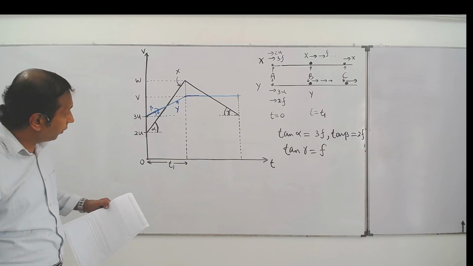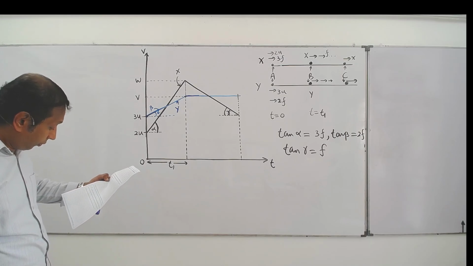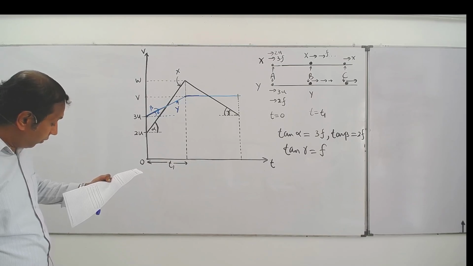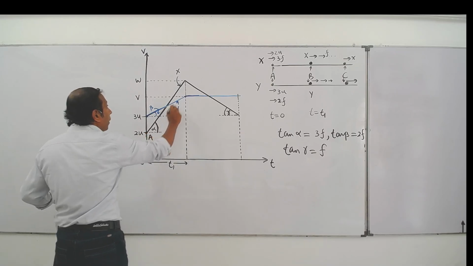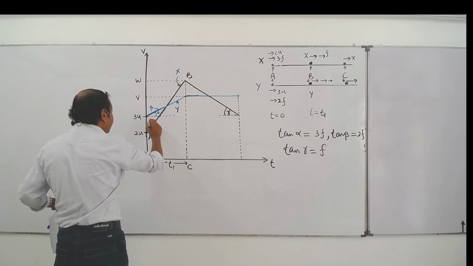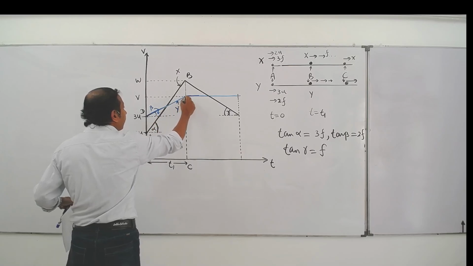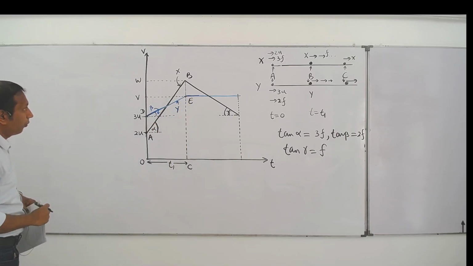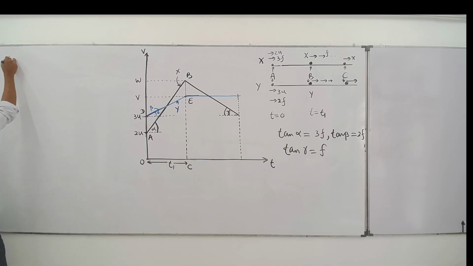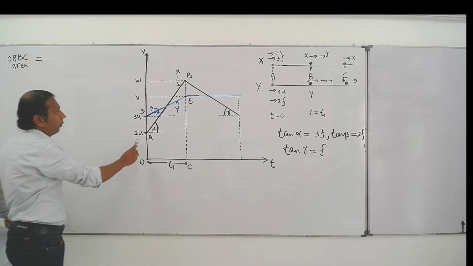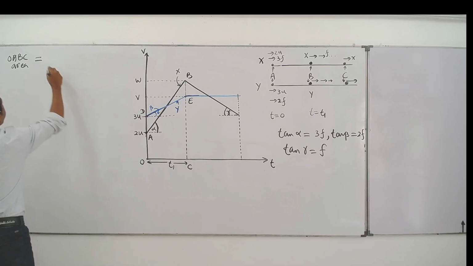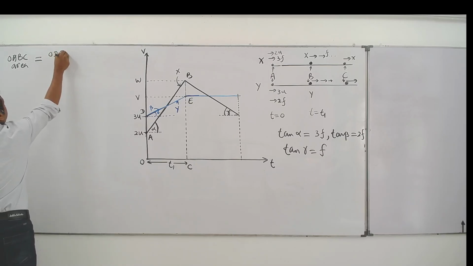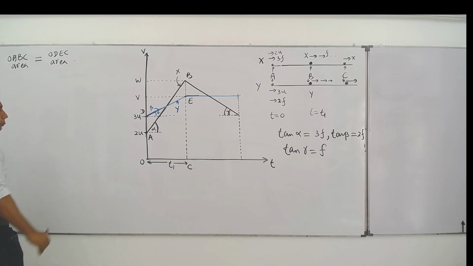First one now asking to show that t1 equals u over f. Right. So you know, if I take this as A, B, C, this point as D, E, then this OABC area is equal to ODEC area. ODEC area, right? This we can use, right?